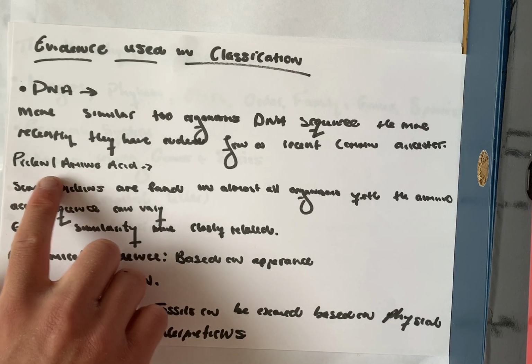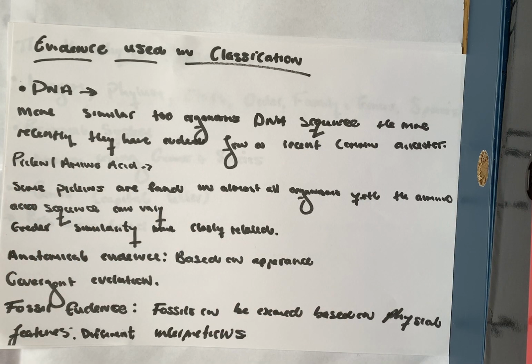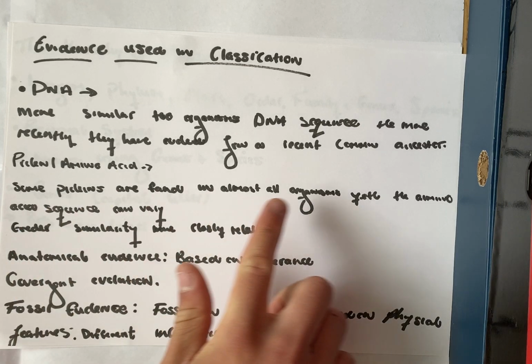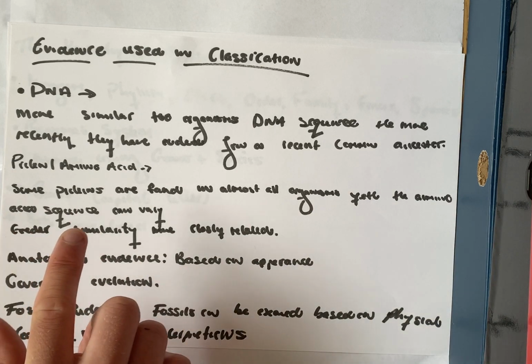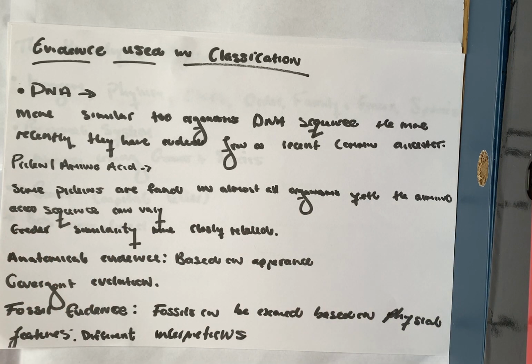We can also look at protein or amino acid sequence. The same proteins are present in virtually all organisms. However, the amino acid sequence can vary between those organisms. Therefore, the more similar the amino acid sequence is, the more recently those two species have evolved from a common ancestor.